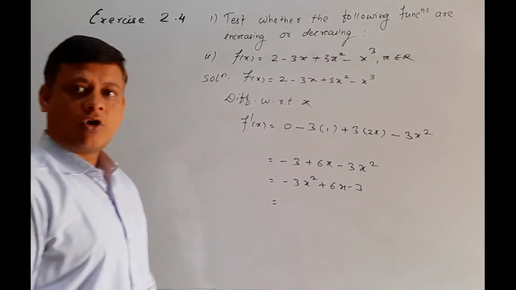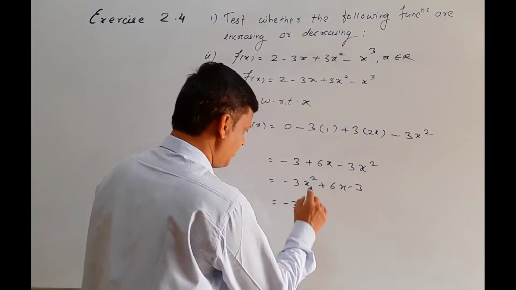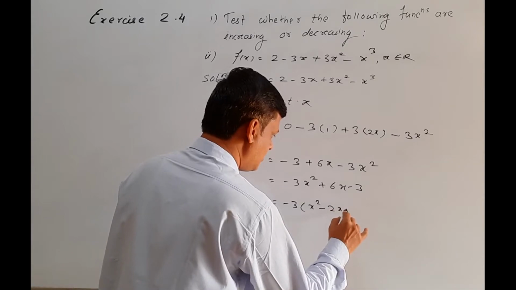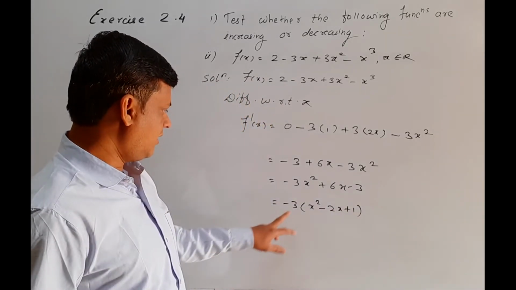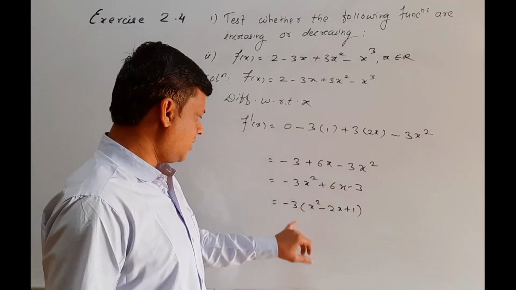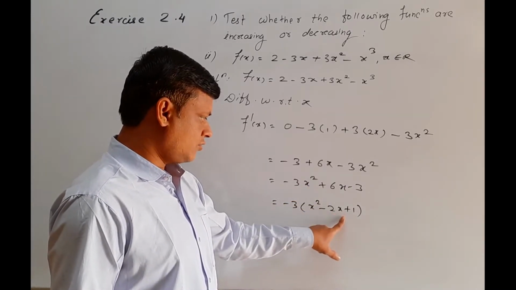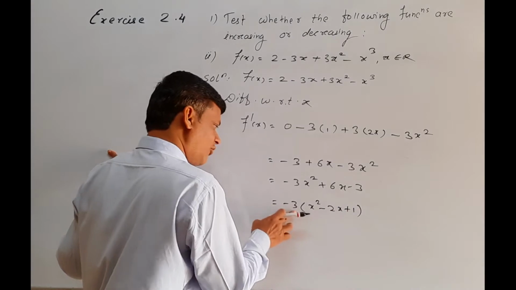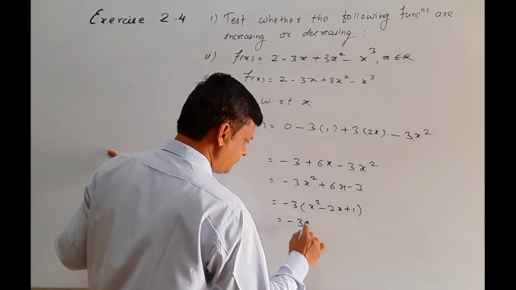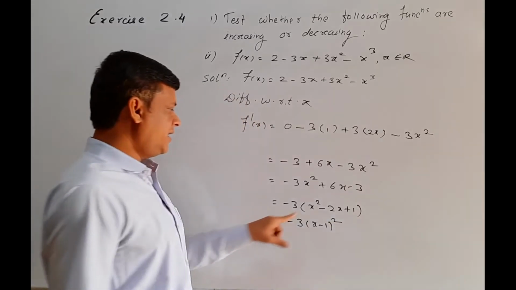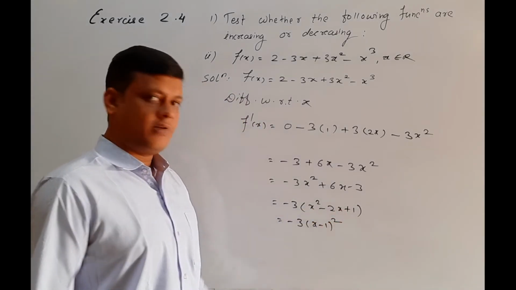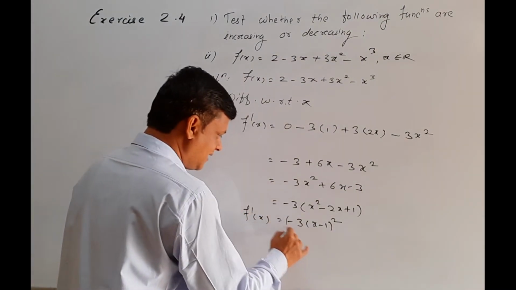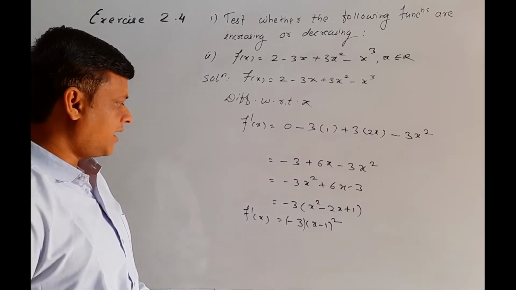So we take minus 3 common, so write here minus 3 in bracket, x square minus 2x plus 1. So see here, minus 3 into x square we get minus 3x square, minus minus gets plus 3 into 2, 6, so plus 6x, minus 3 into plus 1 we get minus 3, that means we have to take minus 3 common. Now this is square of x minus 1, so we write this x square minus 2x plus 1 as (x minus 1) bracket square. So see here, f dash of x is equal to minus 3 into (x minus 1) bracket square.